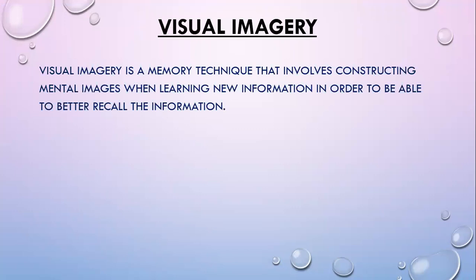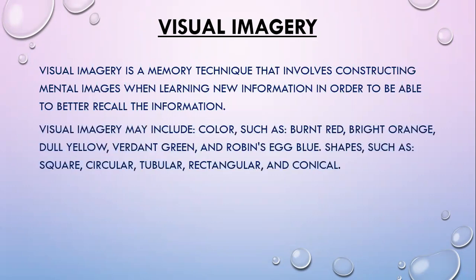Visual imagery is all about our vision, the things that we can see in our imagination. Visual imagery is a memory technique that involves constructing mental images when learning new information in order to better recall the information. Visual imagery may include colors such as burnt red, bright orange, dull golden, dull yellow, green, any color. Then you may visualize shapes such as circular, square, rectangular, conical. It may be about buildings, places, like the Eiffel Tower. So this is all about our visual, the different visuals that start coming to our mind. That is basically visual imagery.